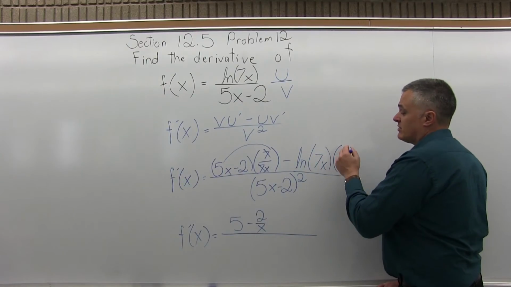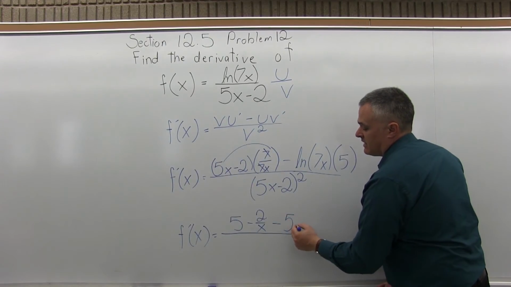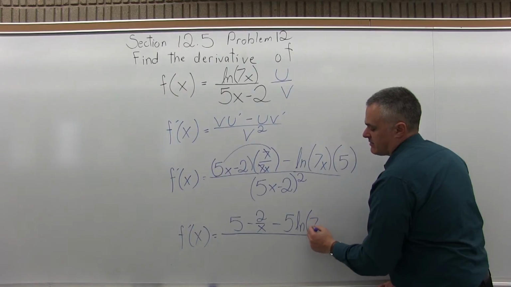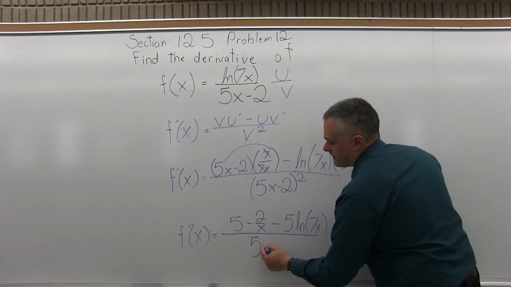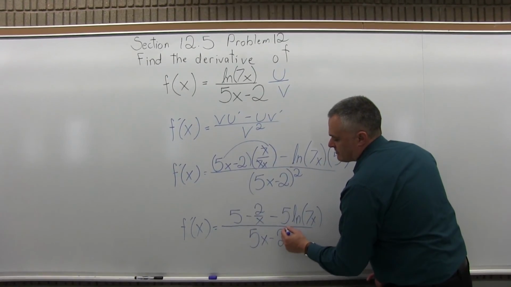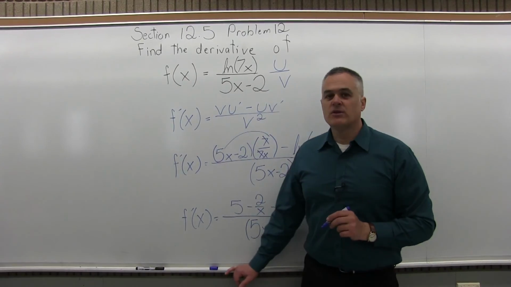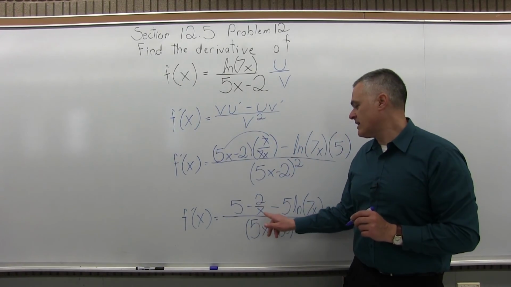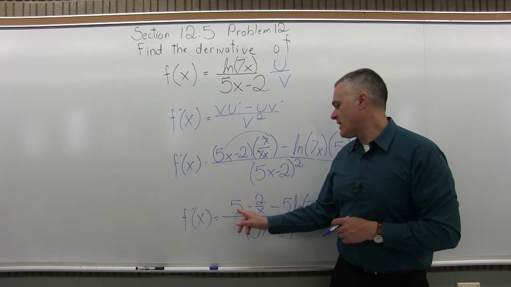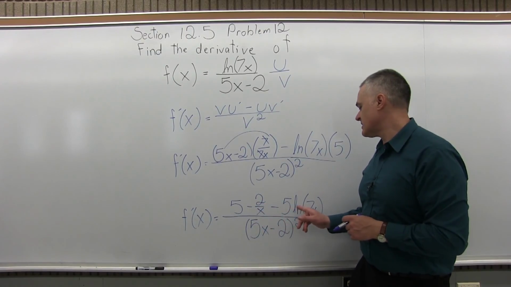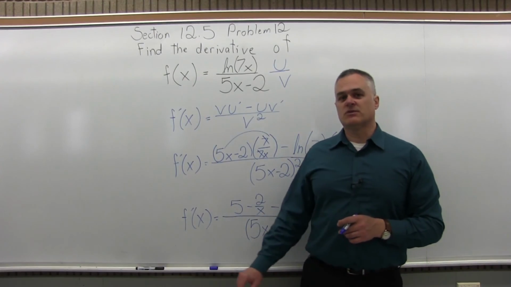There's not too much I can do with that. It's probably nicer to write the 5 in front. So I'll say minus 5 natural log of 7x. That cleans it up a little bit. And then the bottom you could FOIL out if you want to, but I don't think it's worth doing. 5x minus 2 in parentheses to the second power. And that's simple enough. Again, what would you have to do with this at any point? You'd have to put in a number value for x, do the math, and get an answer. So that's far enough. F prime of x is 5 minus 2 over x minus 5 times the natural log of 7x, all over 5x minus 2 in parentheses raised to the second power.